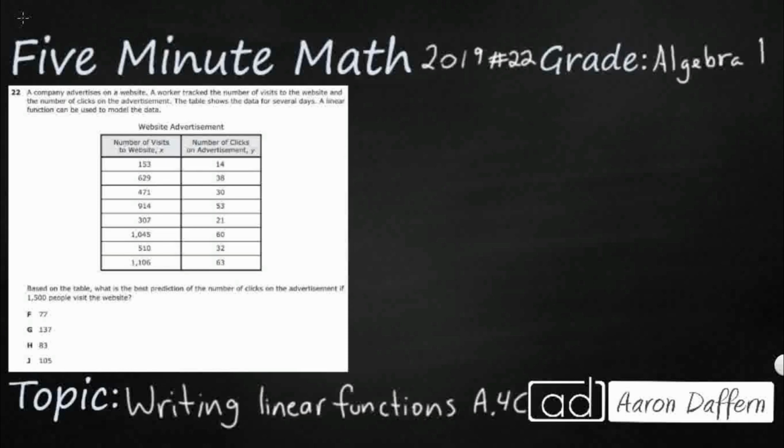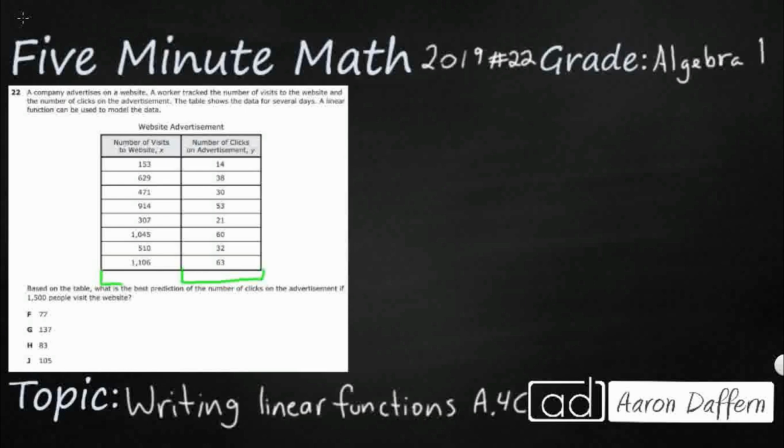So we have a company advertising on a website, and the number of visits to the website is related here to the number of clicks. It's not exactly a linear relationship, it's more of a scatter plot, right? But we're going to use a linear function to model a best fit for this. So based on this table, what is the best prediction of the number of clicks on the advertisement? Okay, so we're looking for this y over here when there's 1,500 people that visit the website.